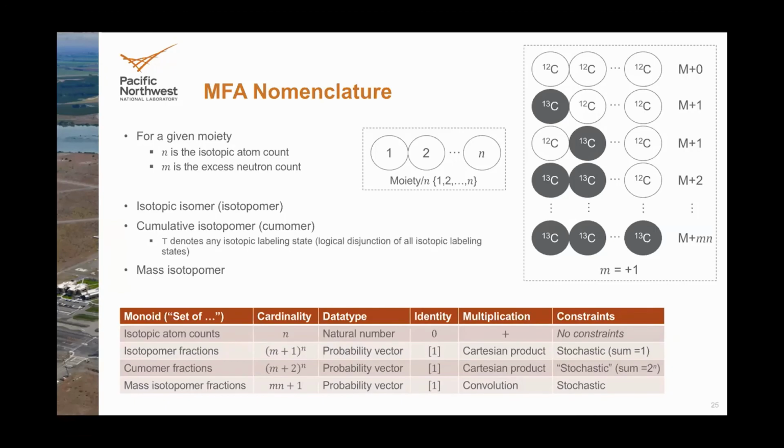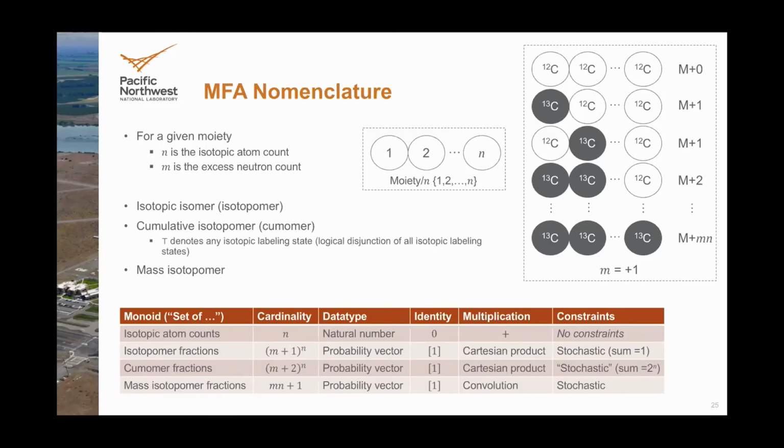One finds that the isotopomer fraction vector, when represented as a vector, must be stochastic. When one does the same thing for cumomers, because we're taking power sets for various technical reasons, the system must be stochastic, but it must sum to 2^n, because there are 2^n elements of a power set of a set. And so if each vector for each of those elements of the power set must sum to 1, then the total sum over all the power sets must be 2^n. And similarly, the vector for mass isotopomer fractions must also be stochastic.